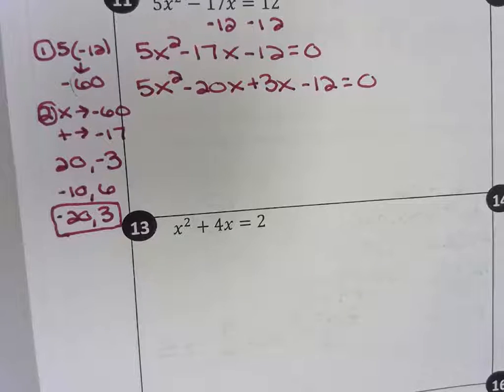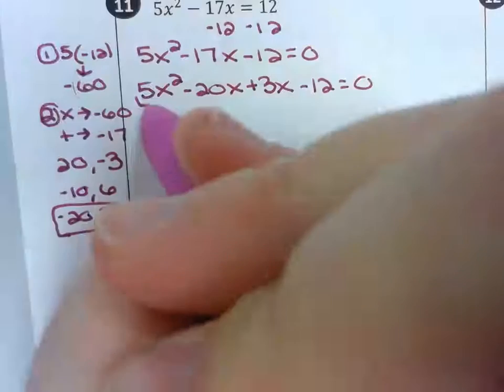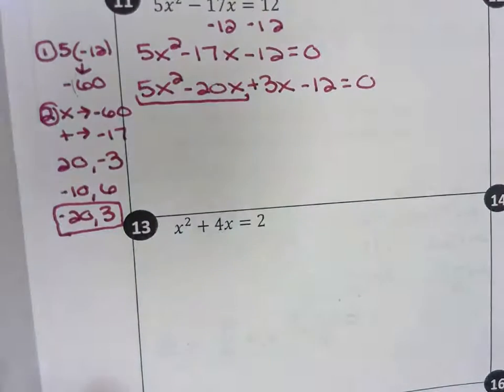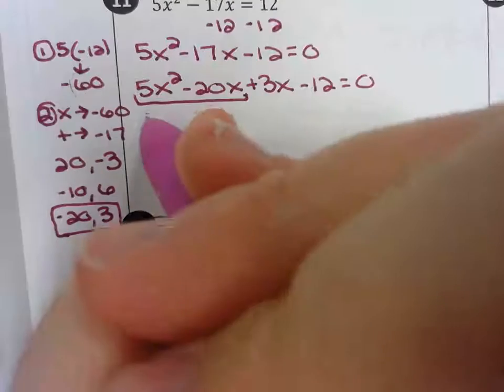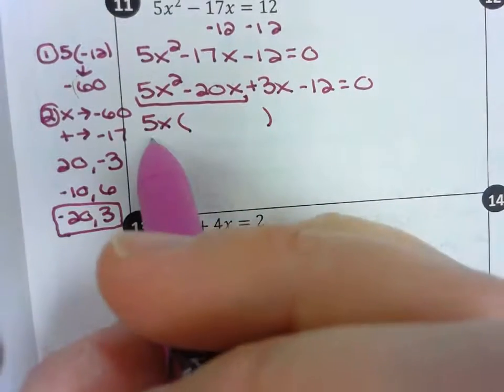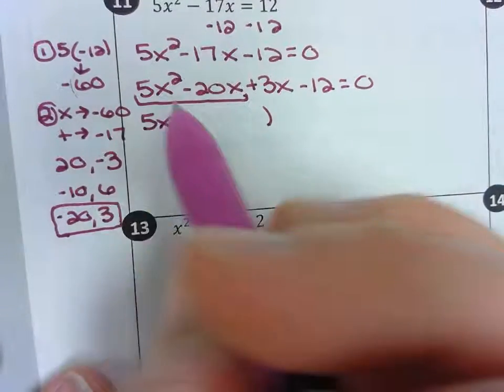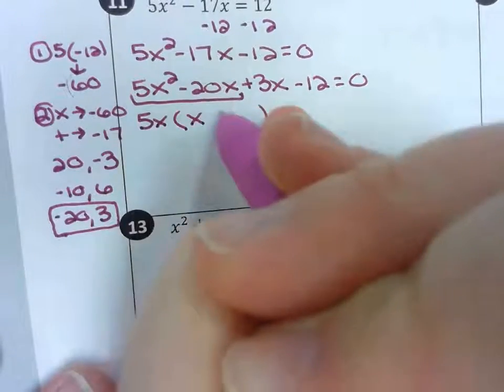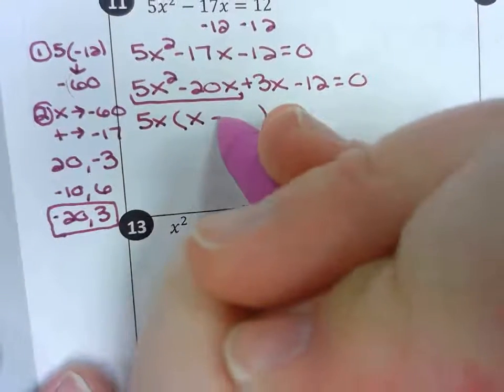Yep, factor by grouping. So I'm going to look at my first two. What is the GCF of 5x squared minus 20x? So 5x. Let's see what's left. 5x times what gives me 5x squared? x. 5x times what gives me negative 20x?